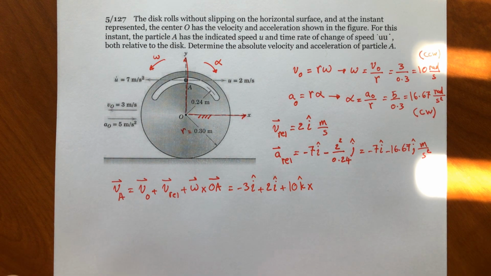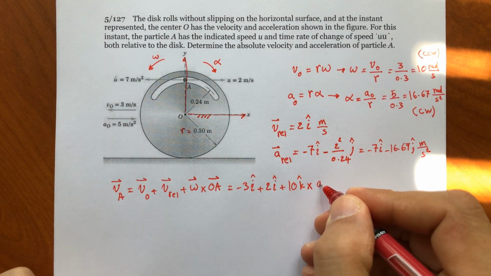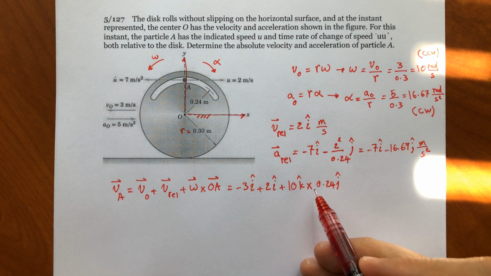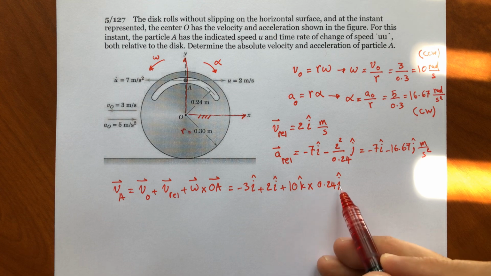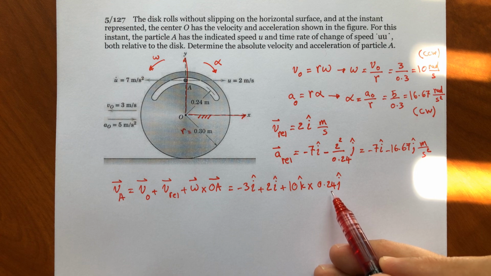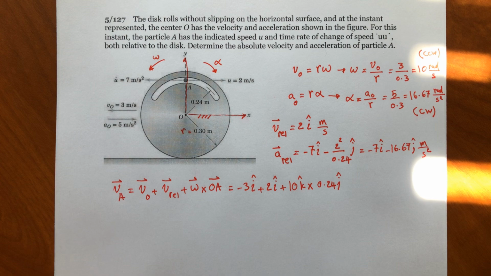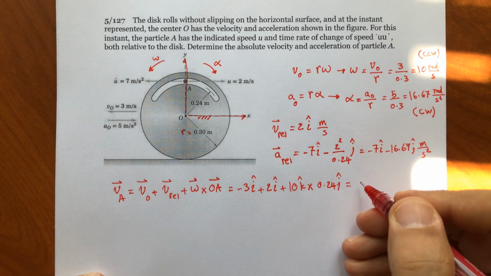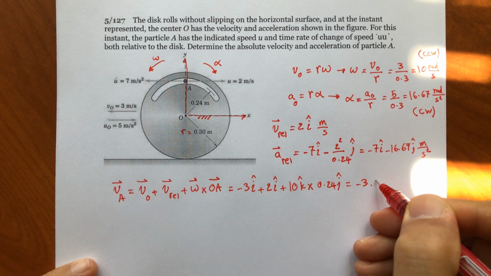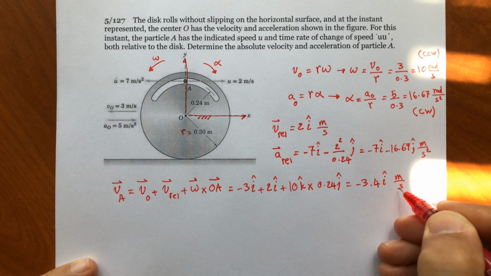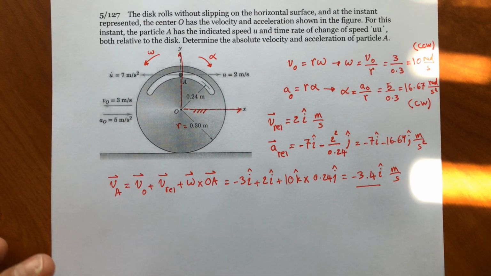Cross product to OA. OA is 0.24 in J direction. Now we need to do this cross product. K cross J is negative I. So it's going to be negative 2.4 in the I direction. So altogether, it's going to be negative 3.4 in the I direction meter per second. So this is the actual velocity of A.